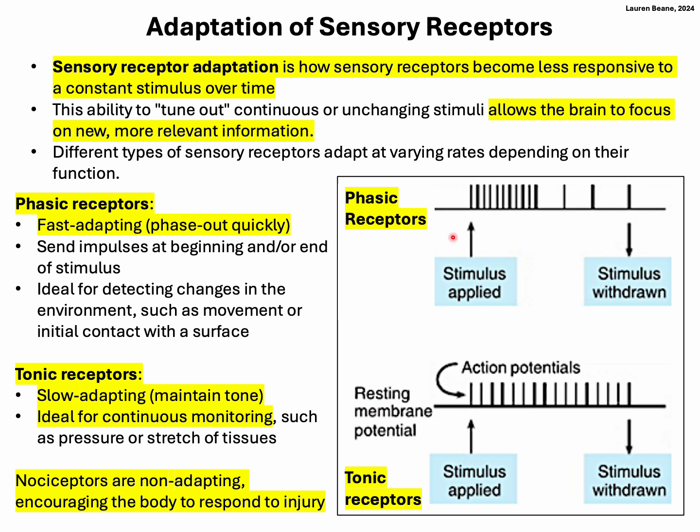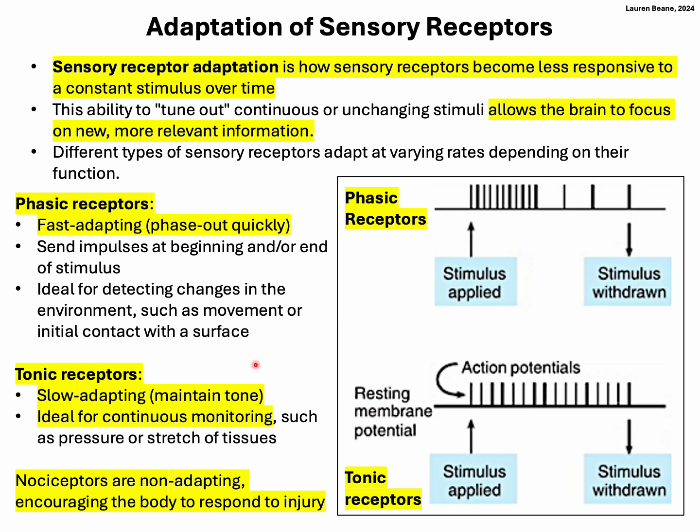With this image here on the right, we're looking at these lines, which represent action potentials coming from the sensory receptor. When a stimulus is first applied, that phasic receptor will be activated and send action potentials. But if that stimulus stays constant, we see that it quickly phases out. And when that stimulus is withdrawn, an action potential is sent at that ending point. So it's really important for detection at the beginning and the end of stimulus application, but it tunes out that intermediate area.